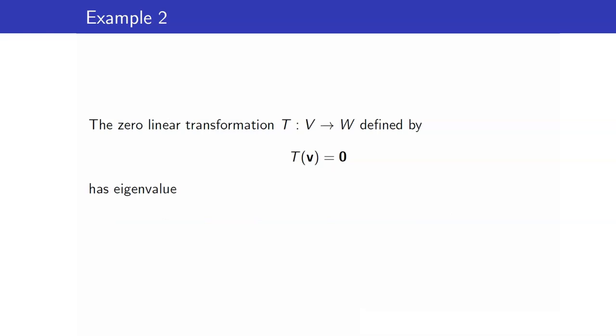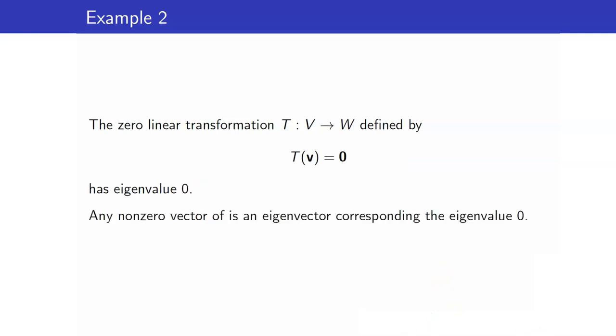What about the zero linear transformation? It sends any vector to the zero vector. What would be an eigenvalue? The zero vector can be written as 0 times the vector v. So therefore, the eigenvalue is 0. Just like what we did in example 1, any non-zero vector would be an eigenvector.